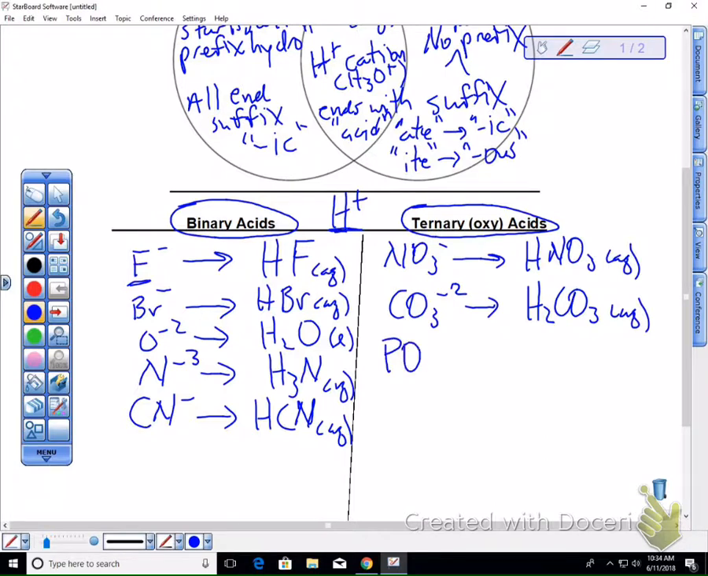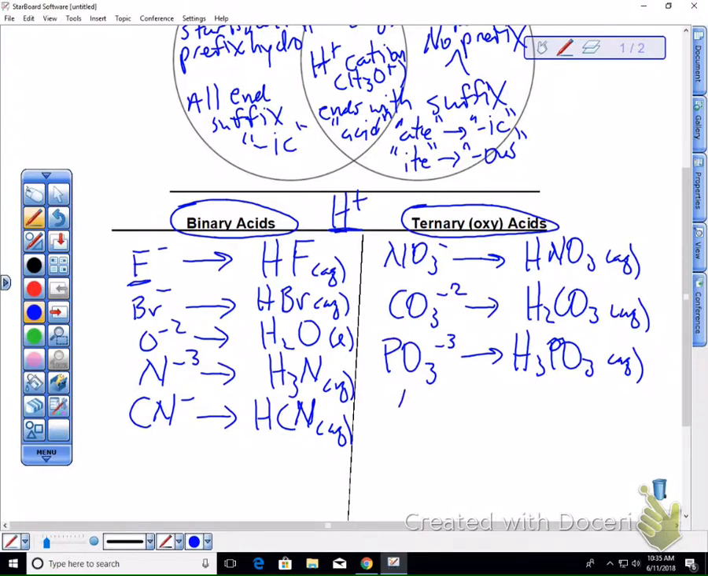Let's try a different suffix here. Let's take the polyatomic ion phosphite, not phosphate, but phosphite. To make the formula, I need 3 hydrogens to balance the charge. Now, phosphite is going to become phosphorus. It's a little bit strange because this is unique to just phosphorus and sulfur, that the root word kind of expands as you take the ite away. But ite becomes ous, so this would be phosphorous acid.